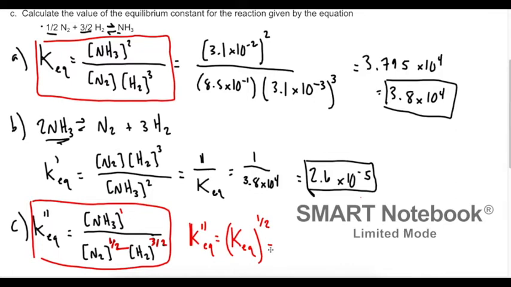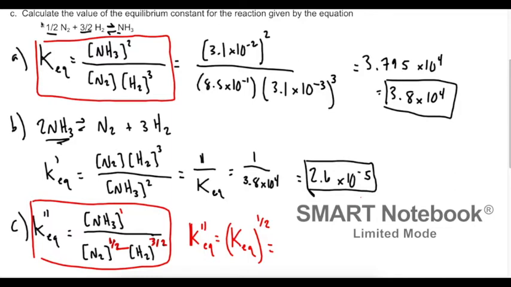This was not discussed in the notes, but you do need to know this: the K value for a normal balanced equation can be modified to get a new K value when you have divided or multiplied the coefficients. Here I've multiplied them by 1/2, divided them by 2. So my new K value will be my old K value raised to the 1/2 power.